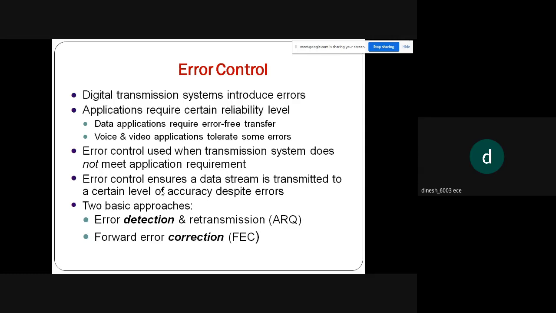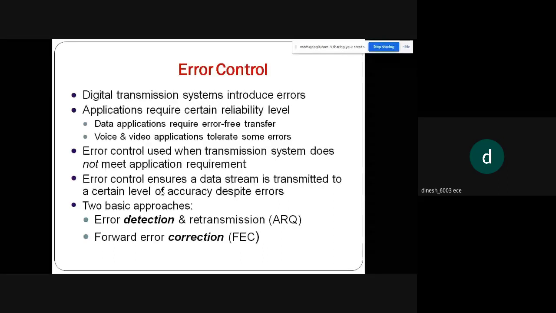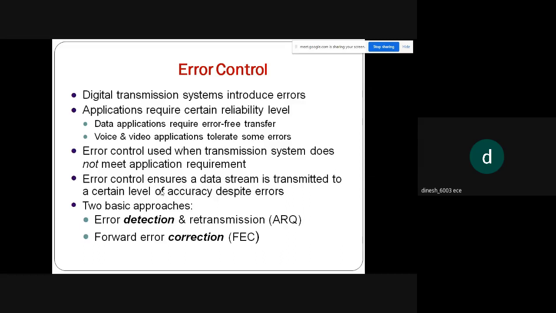One is error detection and retransmission that we use in ARQ, automatic repeat request protocol, which uses error detection and retransmission of the whole set of data. Next is forward error correction, FEC.